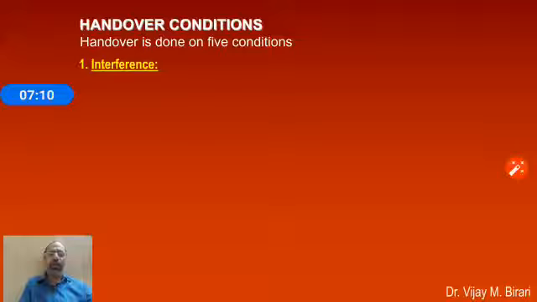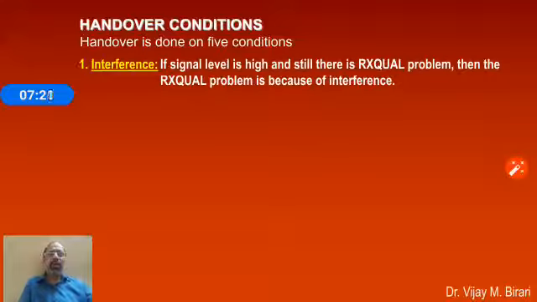What are the handover conditions? There are 5 different conditions because of which handover is necessary. First is interference. If the signal level is high and there is still a received quality problem, then the received quality problem is because of the interference, and handover takes place.